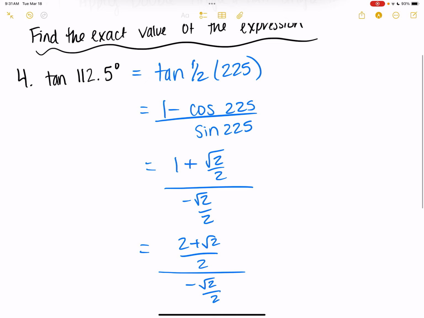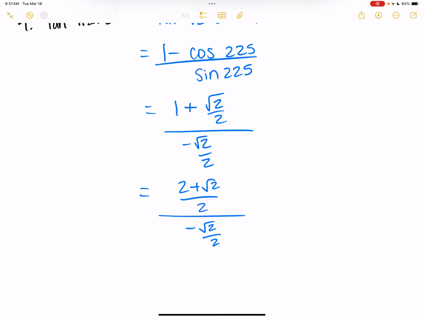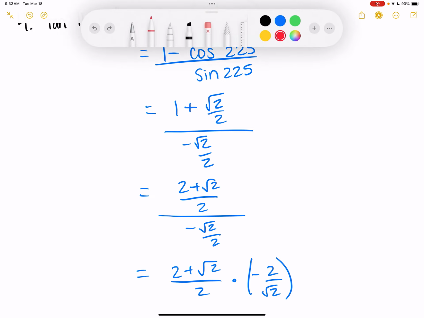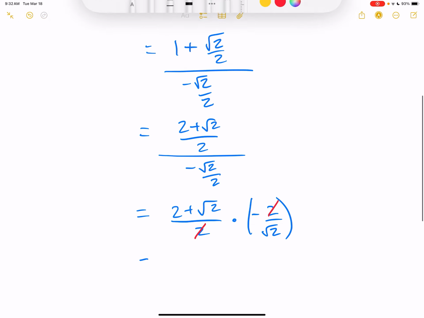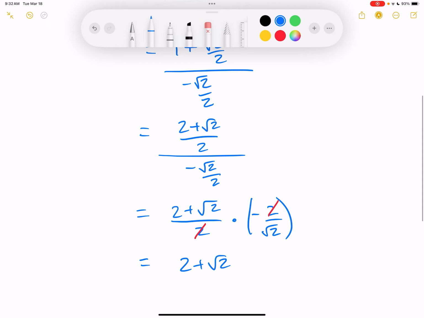And yet again, Shepard's not in here to say his famous phrase. Keep, change, flip at this point. And so we have 2 plus root 2 over 2 times negative 2 over root 2. The 2's cancel. Cancel them in red. So that gives me 2 plus root 2 over negative root 2.